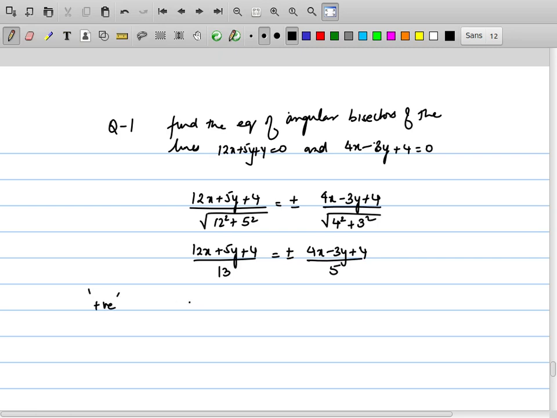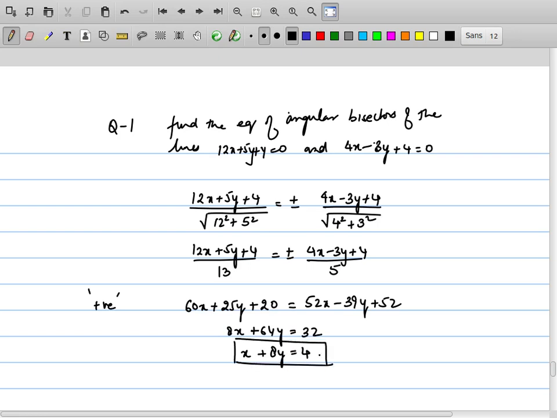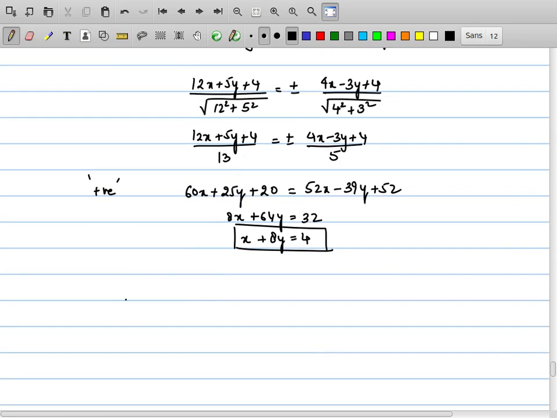Let's say first, cross multiplying it, 60x + 25y + 20 = 52x − 39y + 52. So therefore, taking every term to the left side, 8x + 64y, and taking 20 to the right side, we have 32. So dividing by 8, we have x + 8y = 4. This is the equation of the first bisector. There will be two bisectors. This is the equation of one of them.